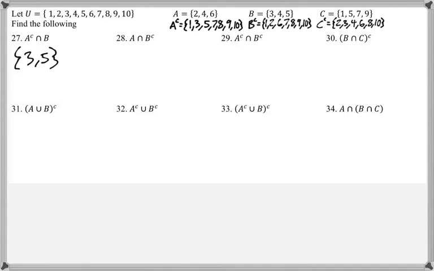28 wants us to find the intersection of A and B complement. So what numbers do those two sets have in common? That would be 2 and 6.